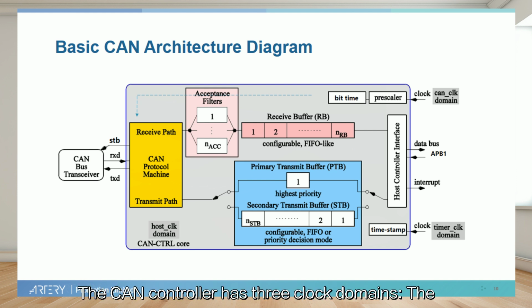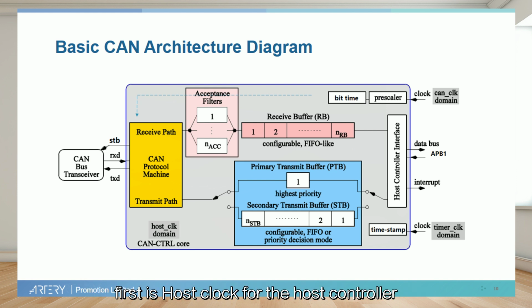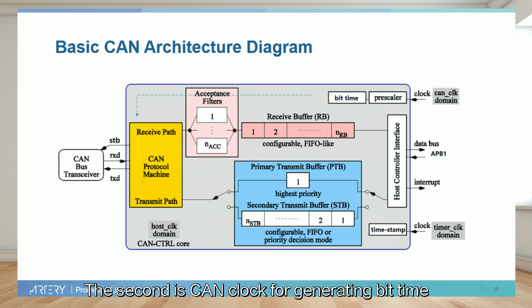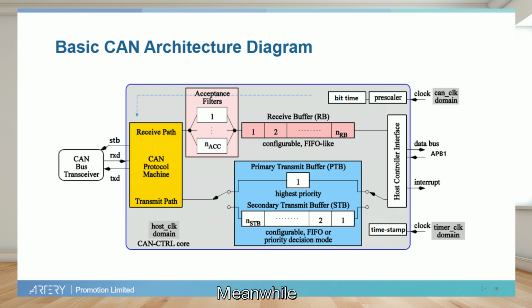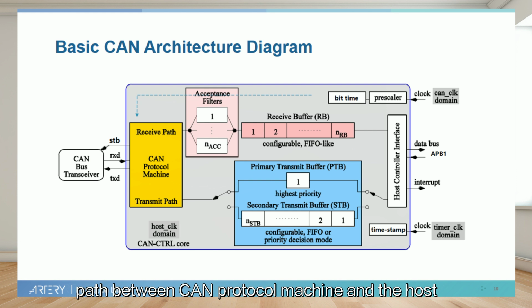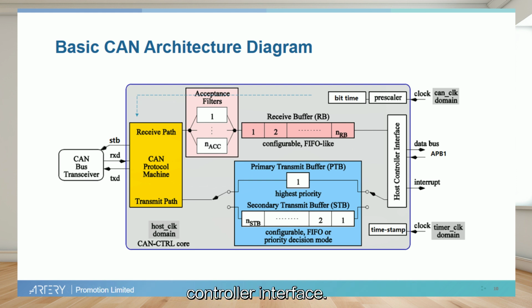The CAN controller has 3 clock domains. The first is host clock for the host controller. The second is CAN clock for generating bit time. The third is timer clock for generating timestamp. Meanwhile, there is also a receive path and a transmit path between CAN protocol machine and the host controller interface.